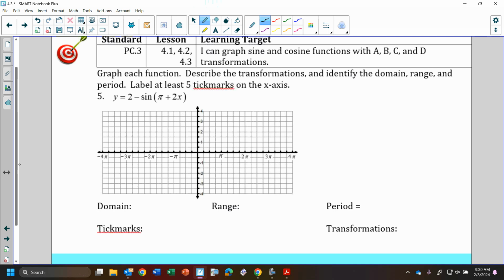Talk to your partner. Put that equation in the right format. Put it so A comes first, then B, then C, then D. Can you rewrite that equation for me? Things are all mixed up in that equation.